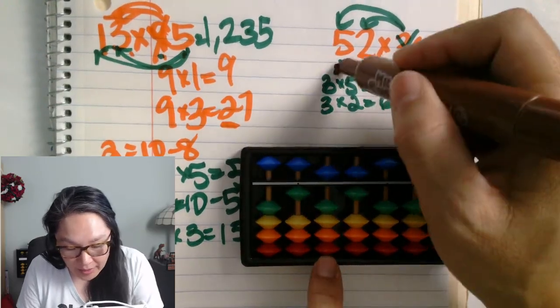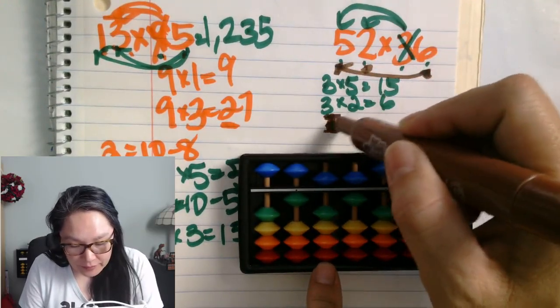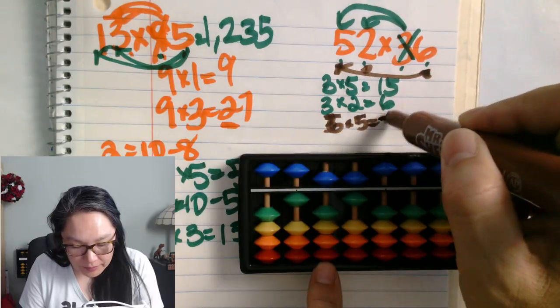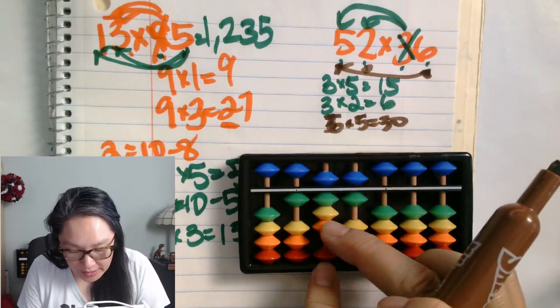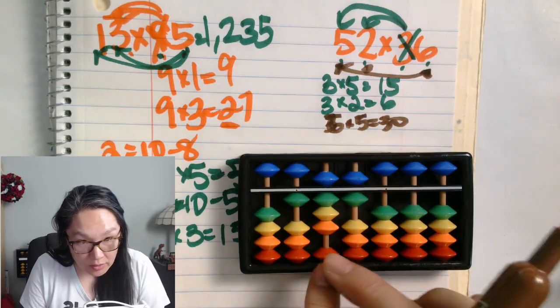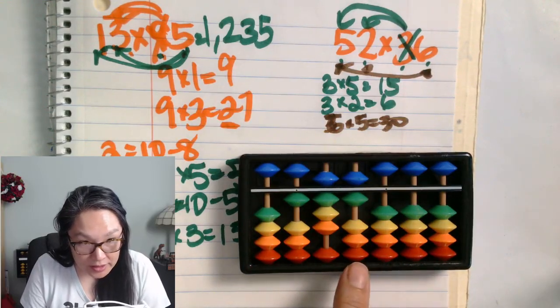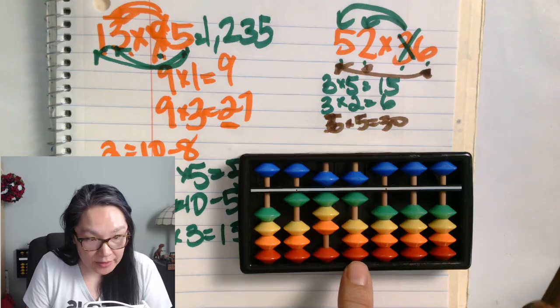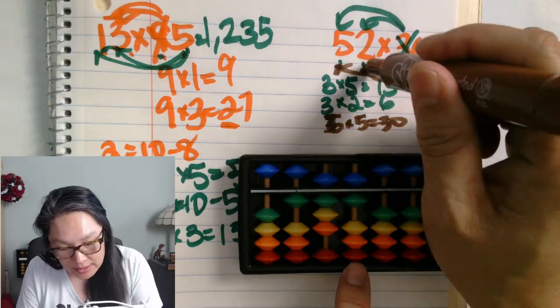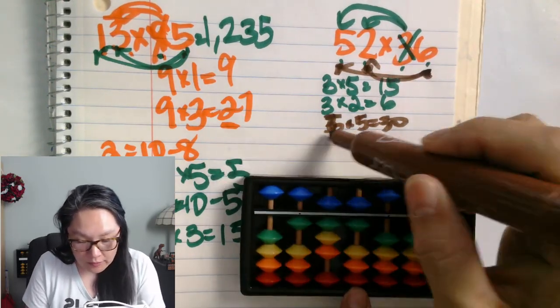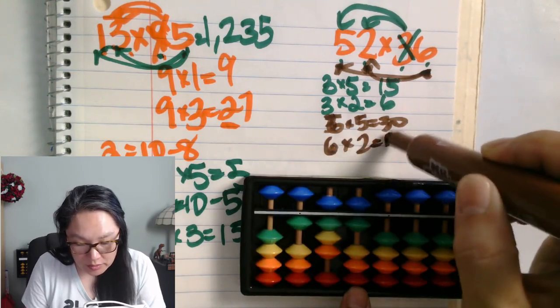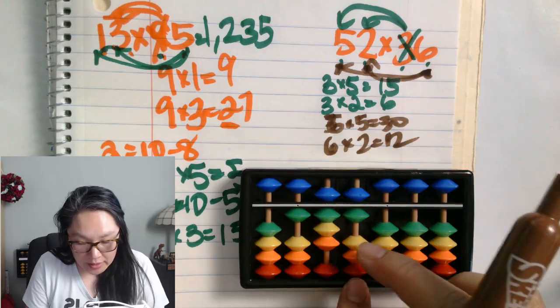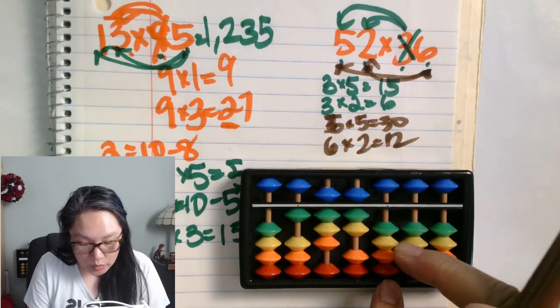6 times 5 is 30. I add 3 and then I add 0. I need to move and make sure that I add the 0. The 0, I need to make sure I keep the place value, right? 6 times 2 is 12. I add 1 and then I add 2.